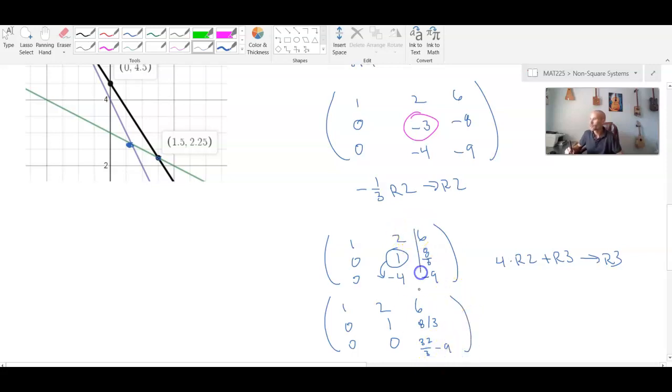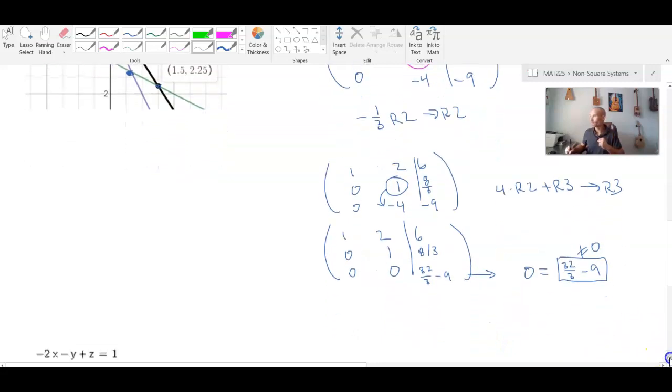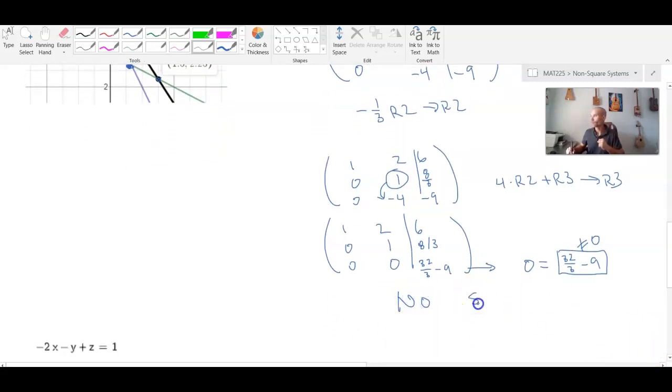And for all intents and purposes, we can go ahead and stop there. Because we see that in the third row, we're going to be reading the statement 0 equals 32/3 minus 9. And I don't know exactly what this comes out to at the top of my head, but that's not equal to 0 right there. We see it already in the graph. In the graph, we see that there are no solutions to this system. In the Gaussian process, we've been able to determine that 0 cannot equal a non-zero value. Therefore, our system is said to have no solutions.